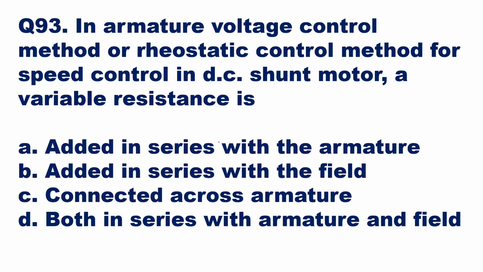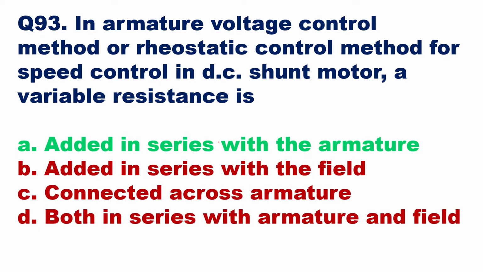In armature voltage control method or rheostatic control method for speed control in a DC shunt motor, a variable resistance is. Options are added in series with the armature winding, added in series with the field winding, connected across armature winding, both in series with armature and field. So from all these options, it is true that it is added in series with the armature. Then only it can control the flow of current through it. So option A is the right answer here. It is added in series with the armature.